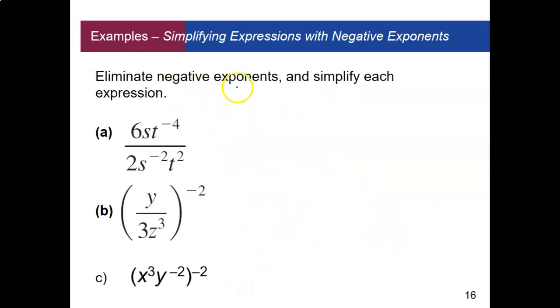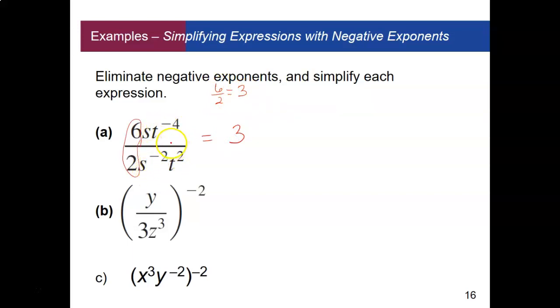Okay, these have some negative exponents that we need to simplify. So in working with this one, we want to take these coefficients first. So if I have the fraction 6 over 2, that's just going to simplify to be 3 because these are just numbers. We're just dividing the number 6 by the number 2. 6 divided by 2 is 3. So 3 is the coefficient for that.